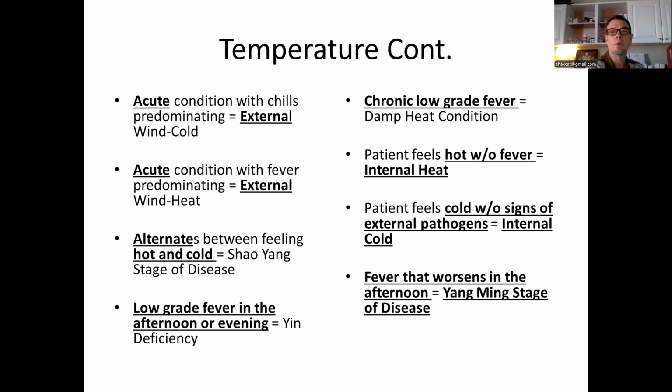Fever that worsens in the afternoon, Yang Ming stage of disease. We'll just leave it at that. Just follow what it says. Anytime you have a big fever, start thinking about a yang-based disease, especially the Yang Ming, the bright yang. That's where a lot of these febrile diseases will collect.